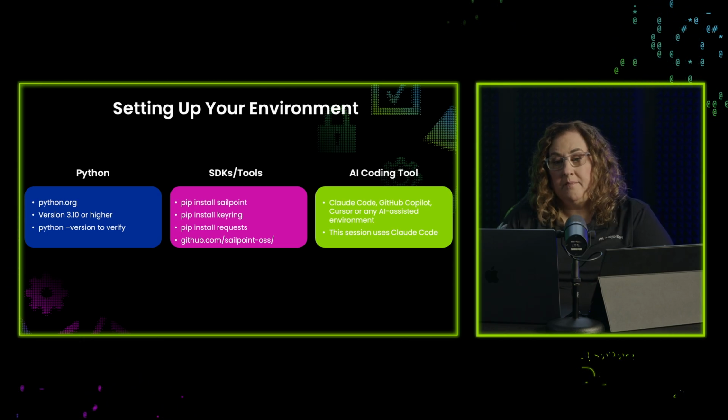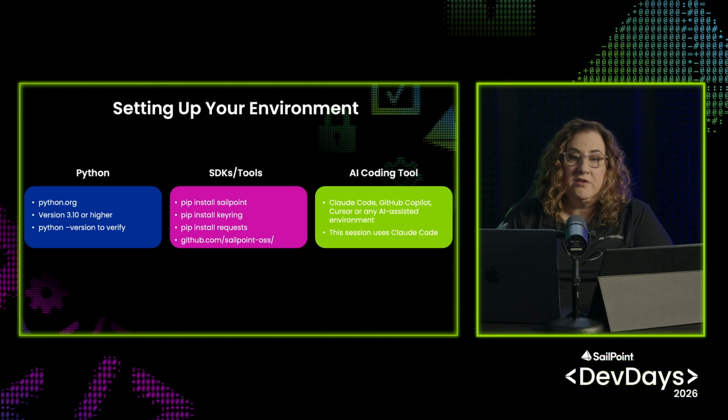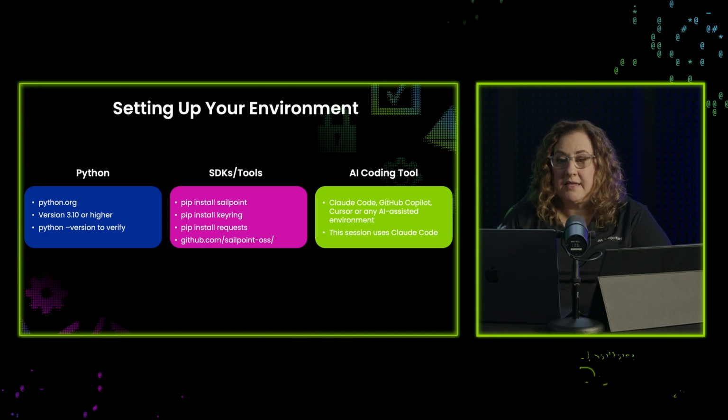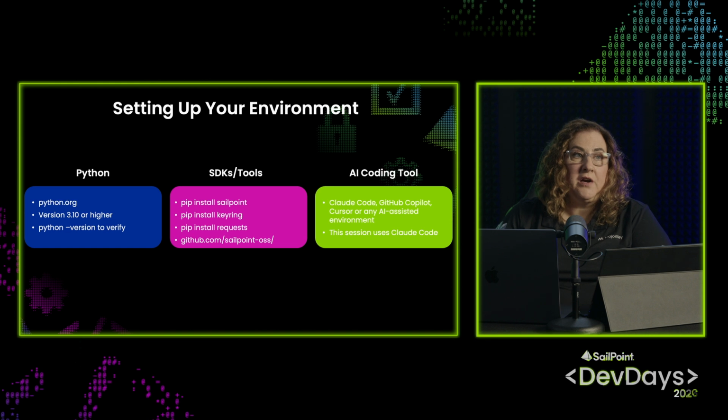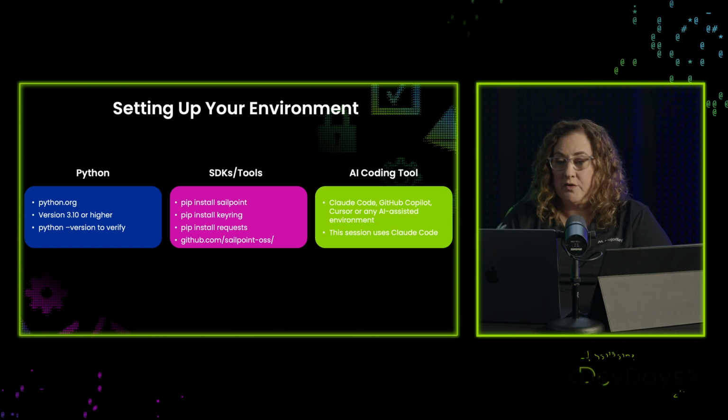We're going to need to install a number of tools if you don't already have them. You'll need the SailPoint Python SDK that will install through pip. We're also going to use a program called Keyring and a module called Requests to be able to make HTTP calls. And we'll be downloading some files from GitHub from the SailPoint OSS repository. Now, as far as coding tools, you can pick your favorite coding tool that you like or have a subscription with. I'm using Claude Code today because that's just the one that I normally use, but these techniques would work the same for any of the different tools.